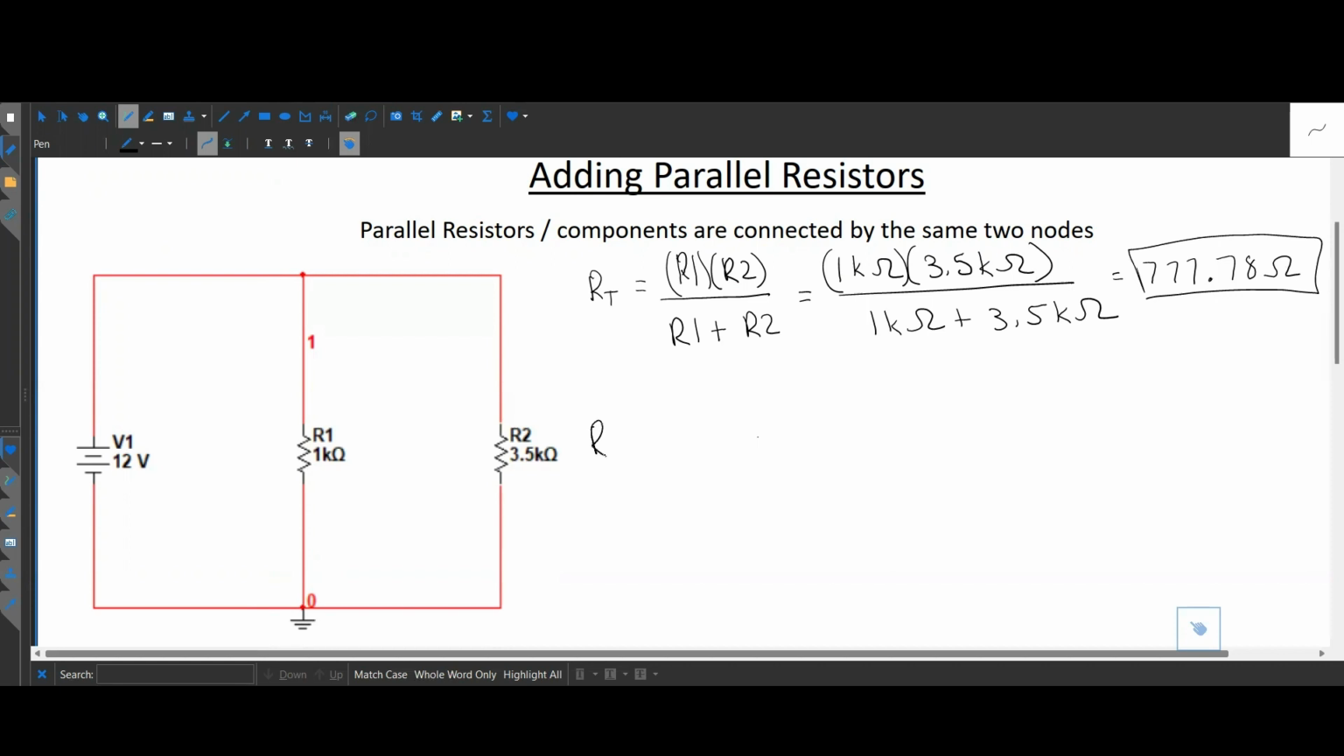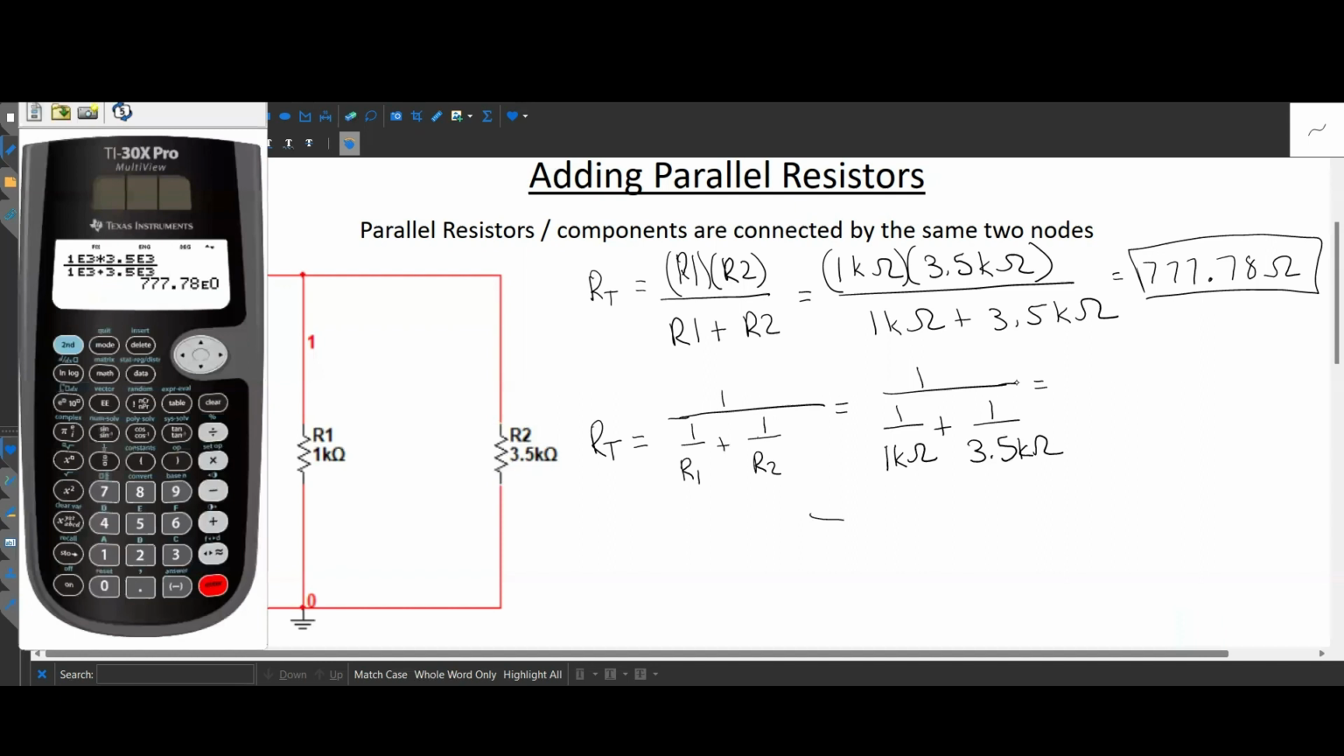The next way you can do it is the 1/over method, or at least that's what I call it. This formula looks like this: 1 over 1 over R1 plus 1 over R2. We plug our values in. You have 1 over R1, which is 1 kilo ohm, plus 1 over R2, which is 3.5 kilo ohms.